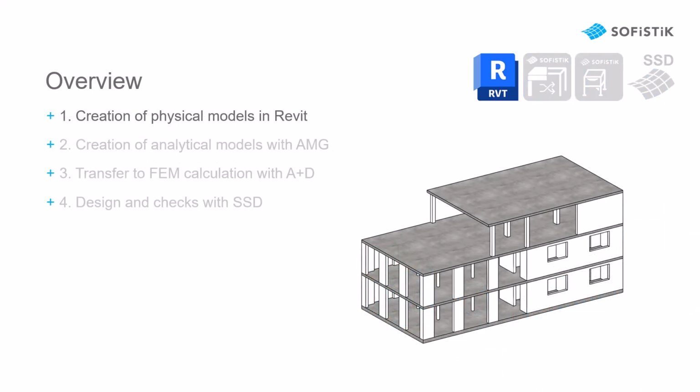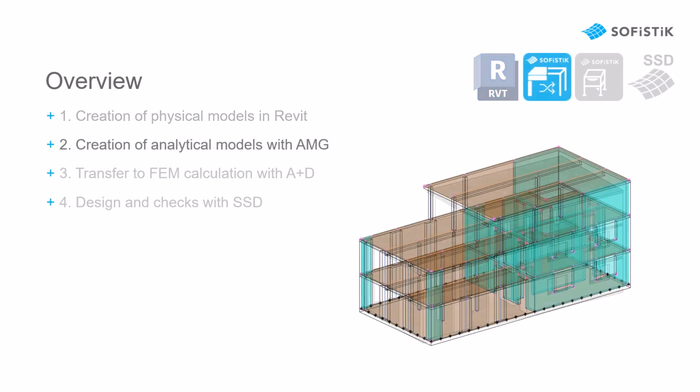Firstly, the building will be modeled as a physical model in Revit while getting familiar with the core platform functionalities. Next, an analytical model will be derived from the physical model in just a few clicks using the SOFiSTiK Analytical Model Generator, or in short, SOFiSTiK AMG. All relevant information, geometry, materials and more will be captured and linked automatically.